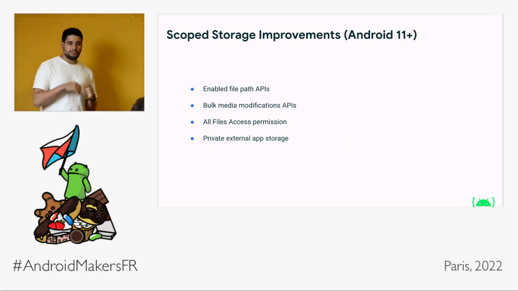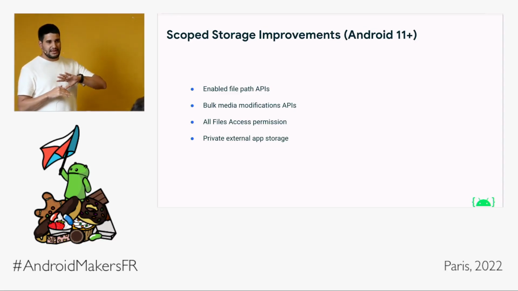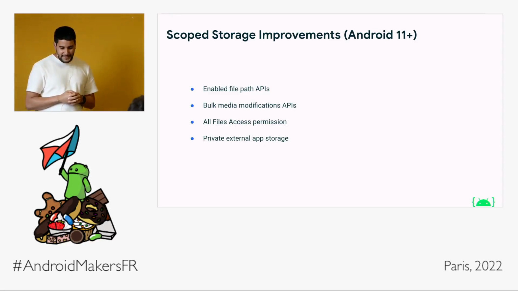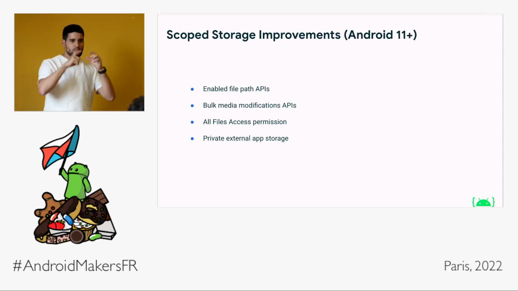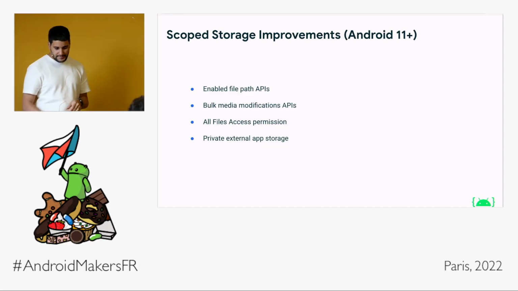On 11, we improved that. We added the file path API, so you can still use the same java.io API like before, but it's privacy included, if I can say. You can request to edit multiple files with one confirmation dialog at the same time. So before, when you tried to modify a media file, you could only do one at once. Now we can bulk them together. And if you need access to the whole shared storage, we have this all file access permission that we introduced, but it's subject to a specific Google Play policy to be able to use it.